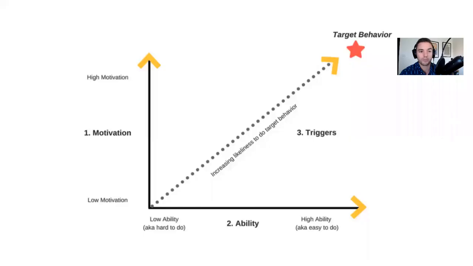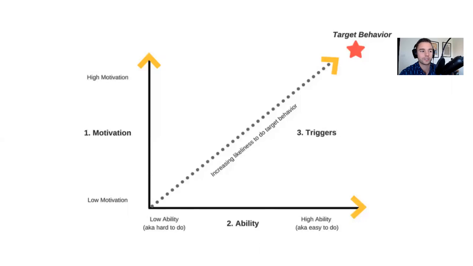And so the model I'm showing you right now is by BJ Fogg. And it's a really powerful behavior model that can help you understand how you could get someone to do any target behavior. Now, you could apply the same model to building a new habit, getting rid of a bad habit, or just trying to learn a software application.